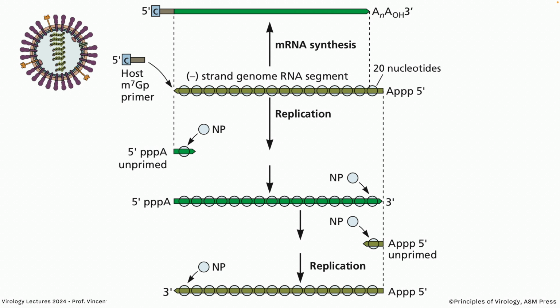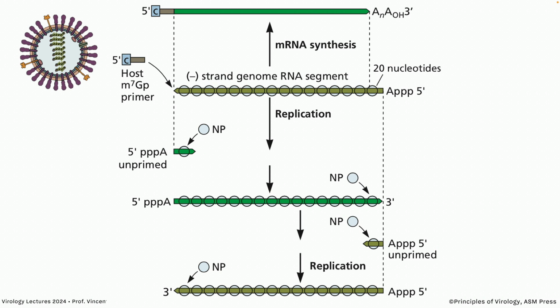And this should look just like VSV with a few twists. Here's the negative strand RNA that's coming into the cell. The polymerase copies it to make an mRNA shown at the top there. And the mRNA, of course, is used to make protein. Now, this synthesis is very unusual. First of all, it is primer dependent. And the primer is a capped fragment of host mRNA.